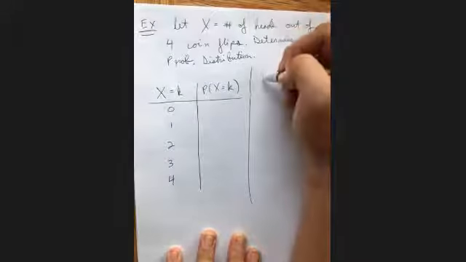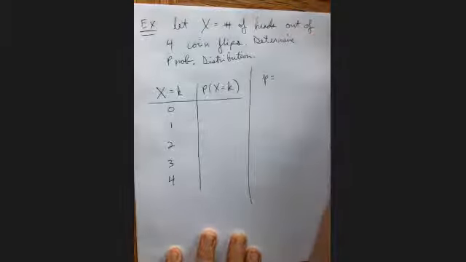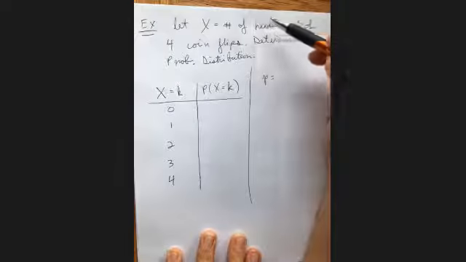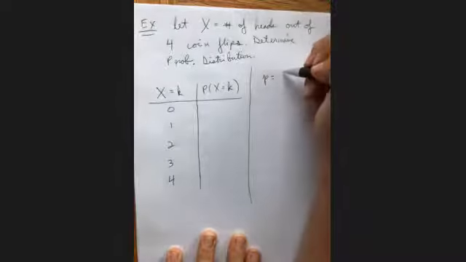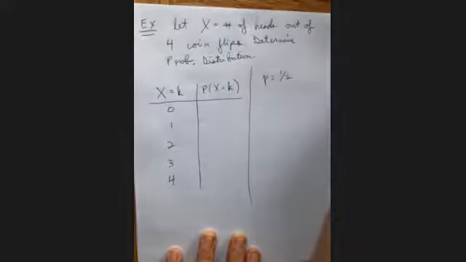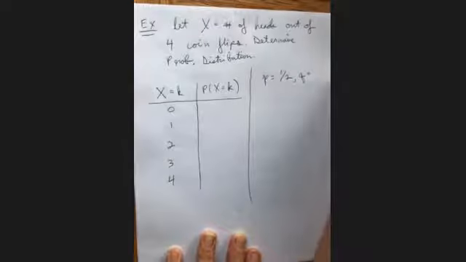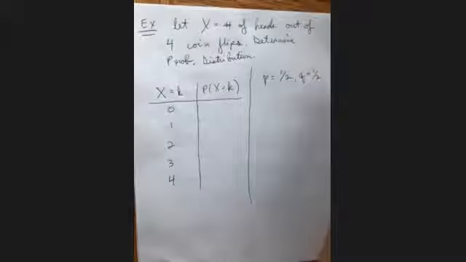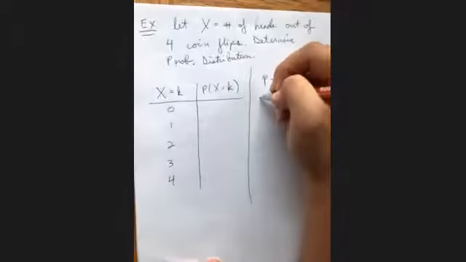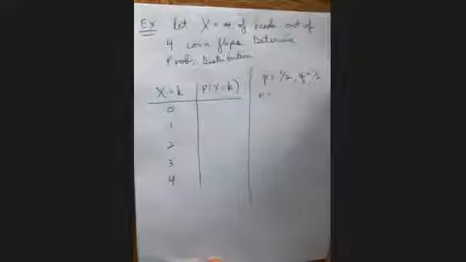So first, what's the probability of success? Well, we're interested in flipping a heads. So the probability of success is 1/2, because the coin is fair, and that means the probability of getting a heads is 50%. Likewise, the probability of getting a tails is 50%, which is 1 minus 1/2. The number of trials is 4, the number of coin flips.